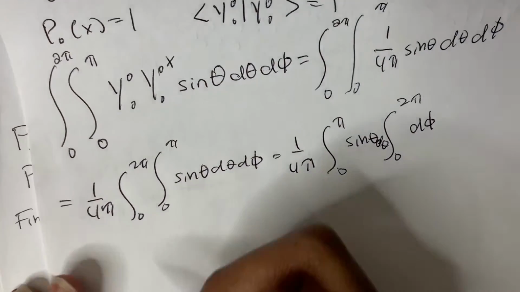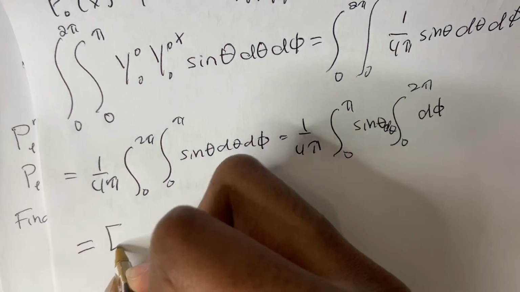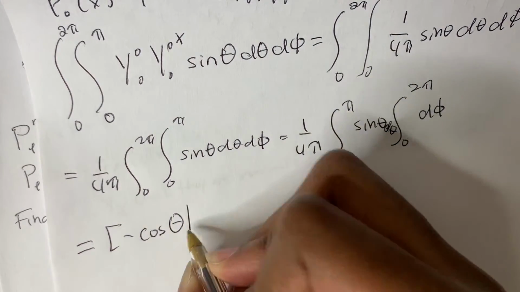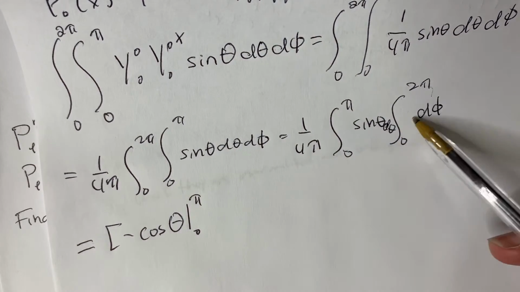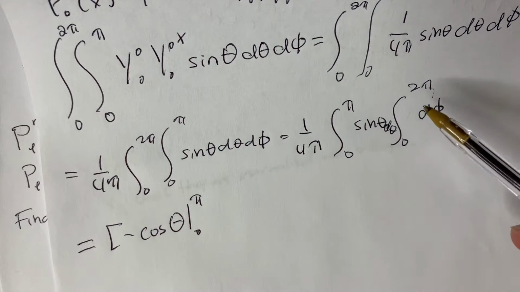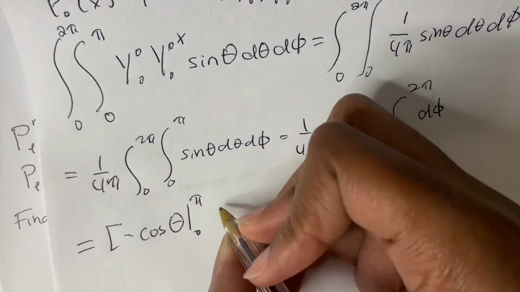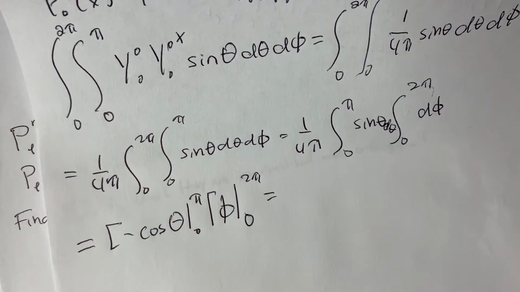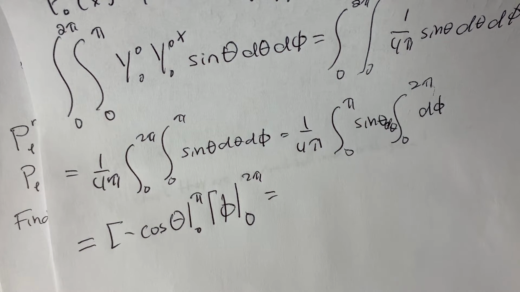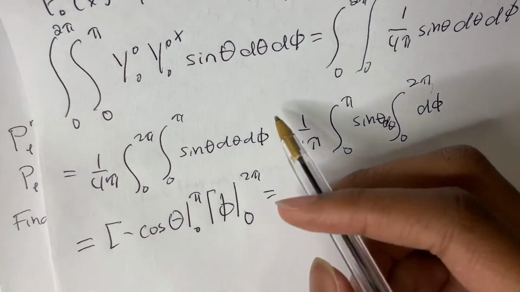Now, what's the integral of sine? Well, if you remember from Calc 1, the integral of sine is minus cosine. So minus cosine of theta from 0 to pi, and then times, well, integral of 1 d phi is just going to be phi, evaluated from 0 to 2 pi. Now, remember that the cosine of n pi alternates, right? So the cosine of 0 is 1, cosine of pi is minus 1, cosine of 2 pi is 1, and so on.